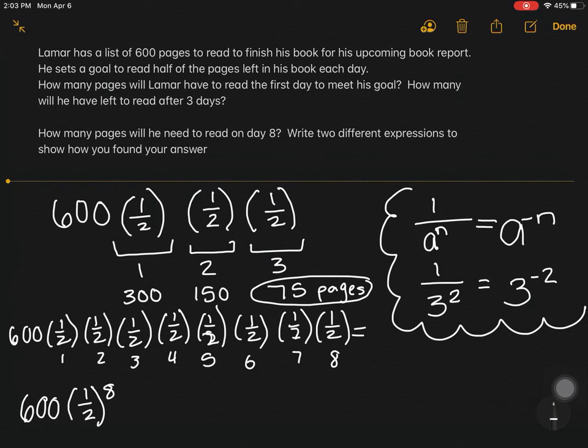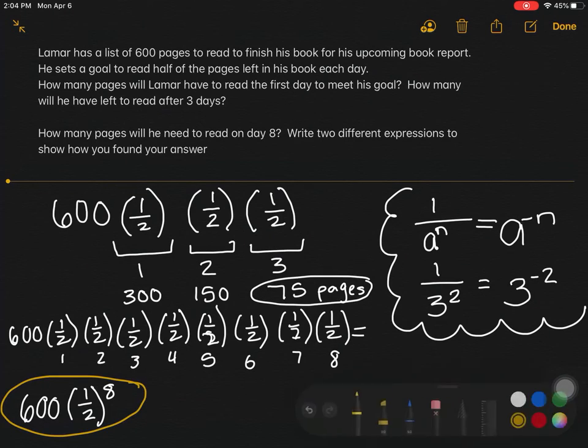Now, let's take a look here. When we're writing exponents that include fractions, we can move on to writing this as a negative exponent. So when it says write 2 different expressions, well, we just wrote one. Here's the first one. Let's take a look at how we can write this in a different way, using those negative exponents. So if we're going to do 1 over a to the n equals a to the negative n, let's take a look at what we've got here.